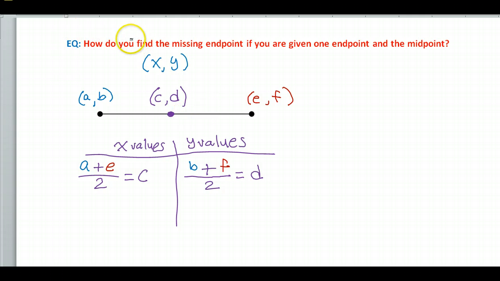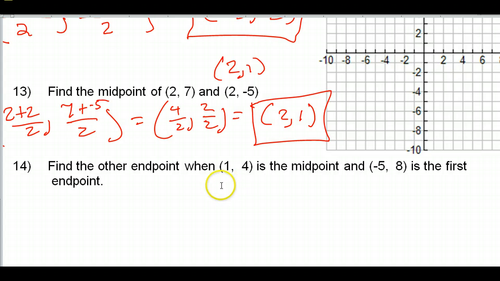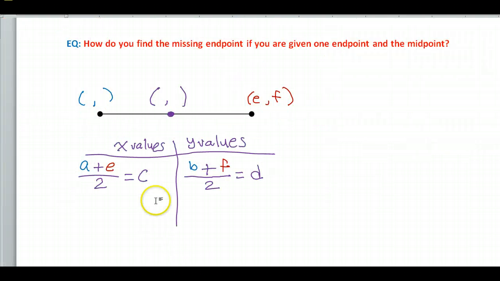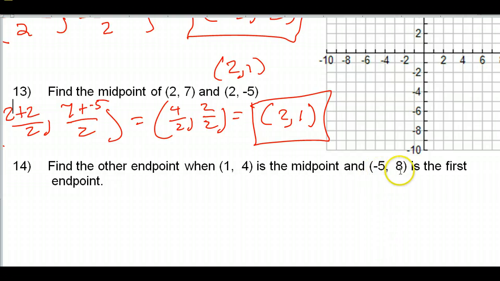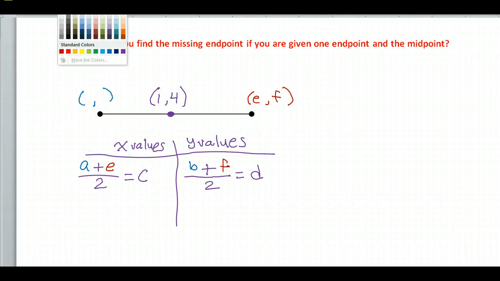So now let's go ahead and get to our essential question of how do we find a missing endpoint if we're given one endpoint and the midpoint. Okay, so let's modify this so that we're given one endpoint and then the midpoint. I'm going to erase these two. I'm going to leave this as variables, and let's use this as an example. Find the other endpoint if 1 comma 4 is the midpoint. Okay, so the midpoint is 1 comma 4, and negative 5 comma 8 is the first endpoint.